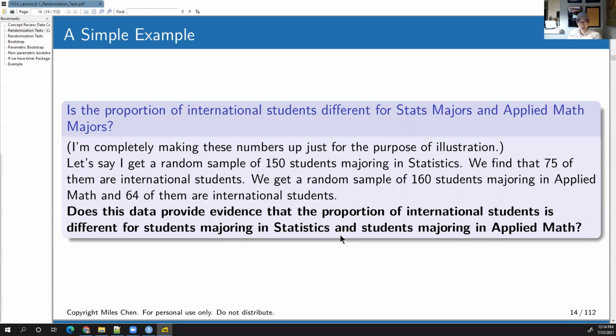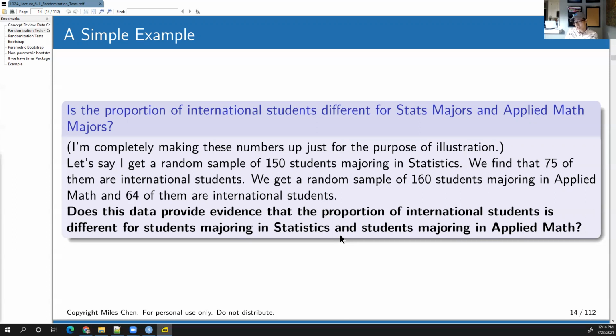Okay, so in my classes, I have a lot of students who are stats majors. I also have a lot of students who are applied math majors. Okay, and I'm just making up these numbers, and we're going to say we get a random sample of 150 students majoring in statistics, and of those 150 students, we'll say 75 of them are international. Okay, and then we'll also say we have a random sample of 160 students majoring in applied math, and of those students, 64 of them are international students.